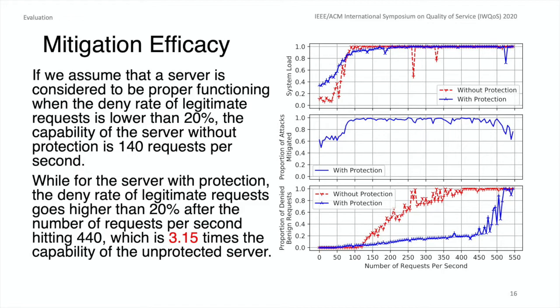With our reinforcement learning approach, the denial rate of legitimate requests only goes higher than 20% after the number of requests hits 440 per second, which is 3.15 times the capability of the unprotected server.